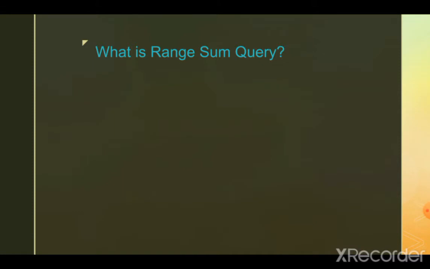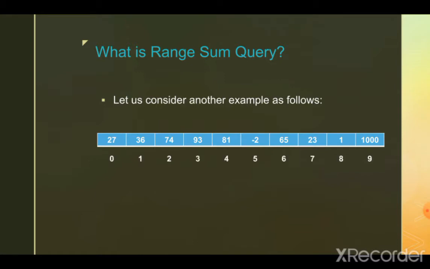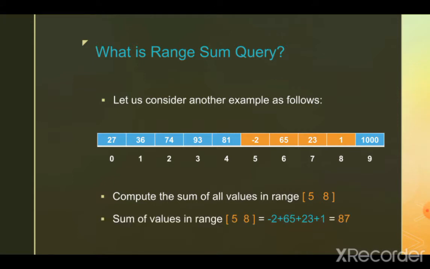Let us see another example for range query. Here is the array, its indices, and then we want to compute the range sum of all values in the range 5 to 8. The range is highlighted and the sum of the values in range are minus 2 plus 65 plus 23 plus 1, which is equal to 87.